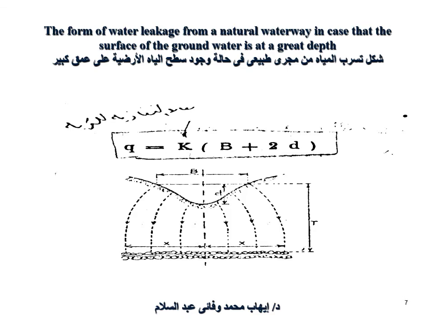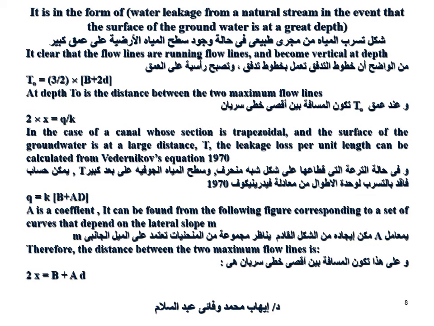It is in the form of water leakage of a natural stream in the event that the surface of the groundwater is at great depths. It is clear that the flow lines are running flow lines and become vertical at depth. We have the equation T naught equals 3/2 multiplied by (B plus 2D). At the depth of T naught, the distance between two maximum flow lines is 2 multiplied by X, equal to q over K.